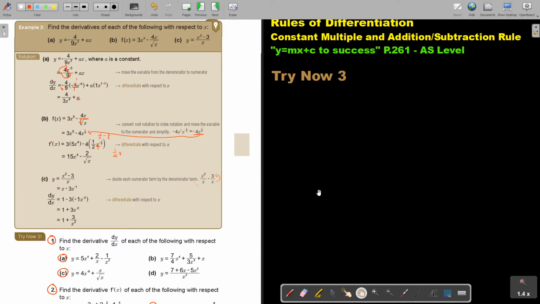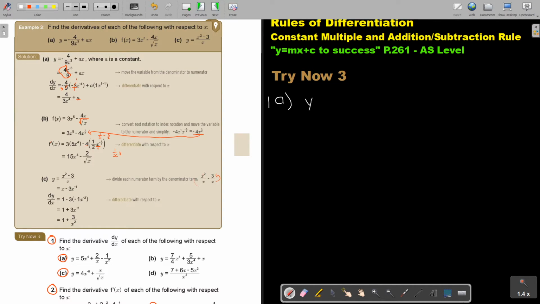Okay, let's start with number A. Find the derivative of each of the following with respect to x. Okay, so it's y, and that's why they give it in this notation. So it's very important that you concentrate on the notation and write it correctly. Okay, so in this case, this is number 1a.